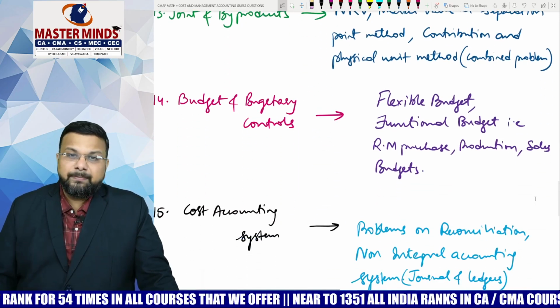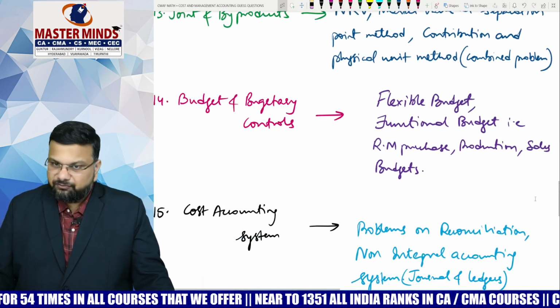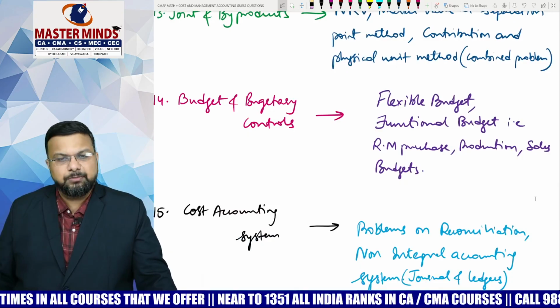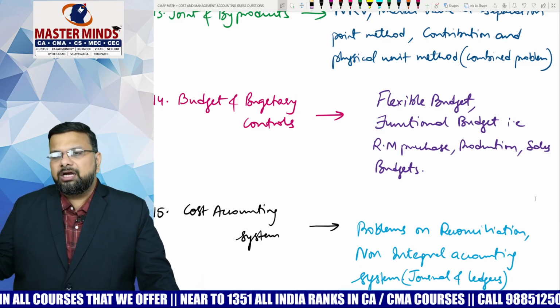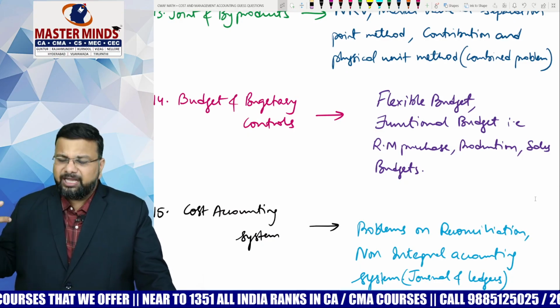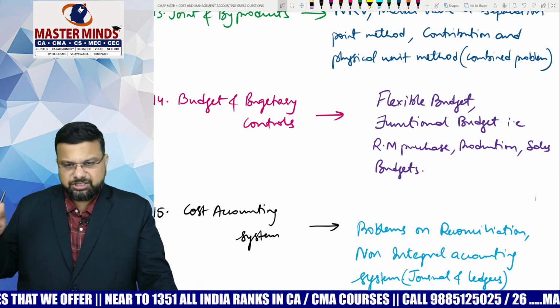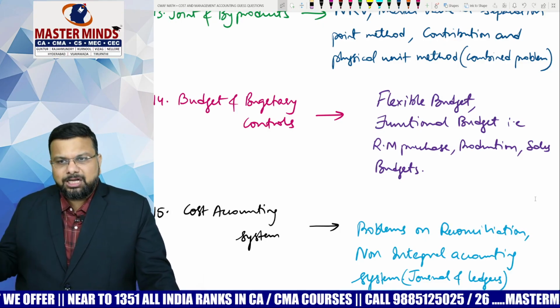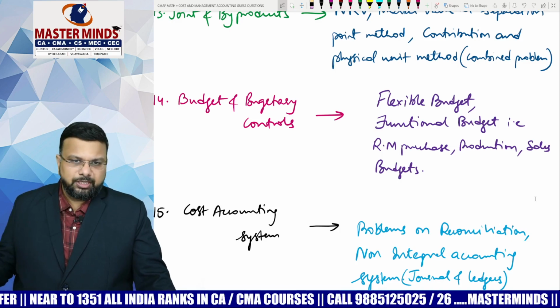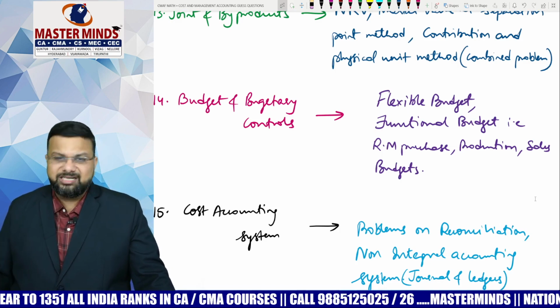When it comes to budget and budgetary control, flexible budget, first prepare that one because it's quite easy. Then when it comes to functional budget, go through all the functional budgets. There is one problem where we have covered all the functions, right? Raw material purchase, raw material consumed, production budget, wage budget. So if you go through that problem, you can easily understand. And sales budget also.